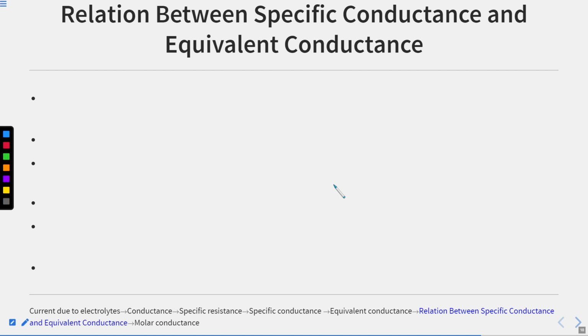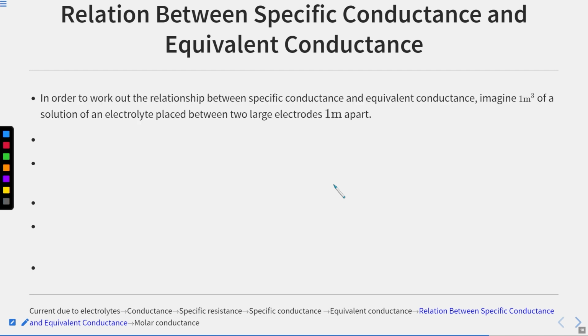What are these? To imagine, first of all, understand this. Imagine that you have a solution that is present in 1 meter cube. So we are taking our electrolyte in a cube, or suppose a cuboid, which has a volume of 1 meter cube, and the electrodes which we are using are kept 1 meter apart. Do you get my point?